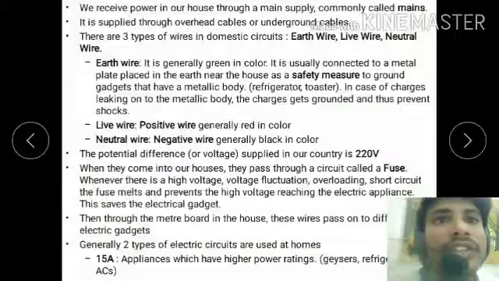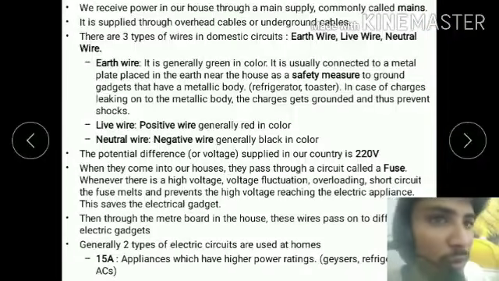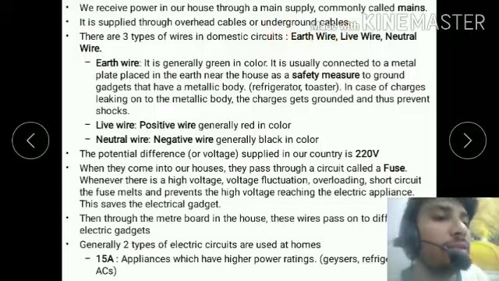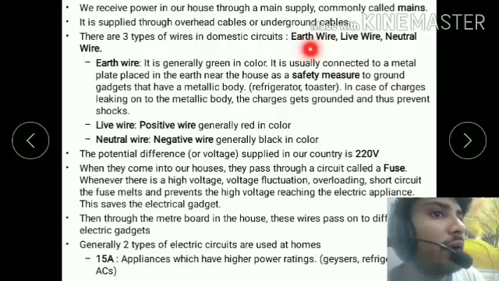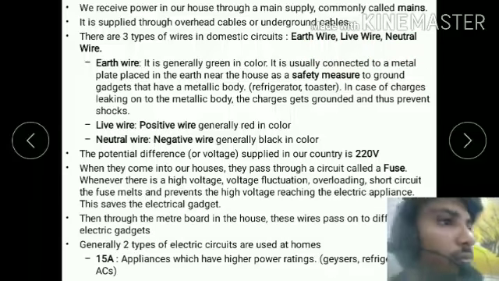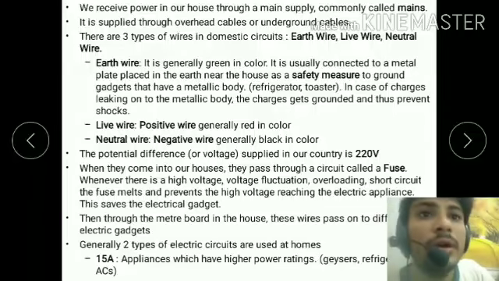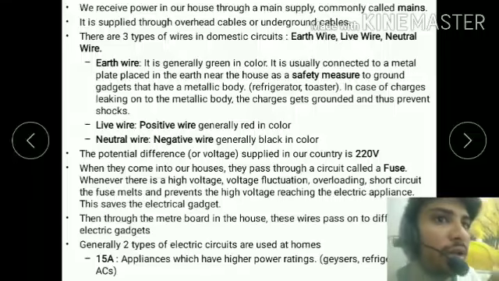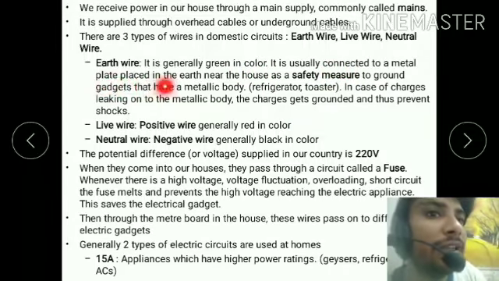Just see it. We receive the power in our houses through a main supply, commonly called mains. Point second, it is supplied through overhead cables or underground cables. Point third, there are three types of wires in a domestic circuit: earth wire, live wire and neutral wire. The earth wire is generally green in color. It is usually connected to a metal plate placed in the earth near the house as a safety measure.